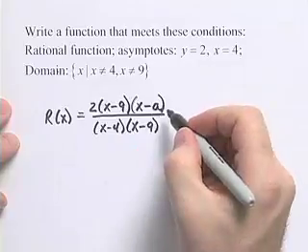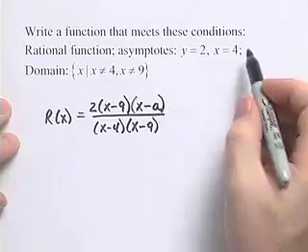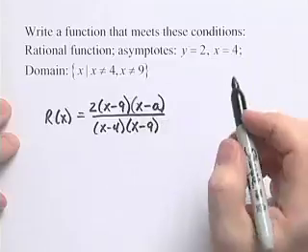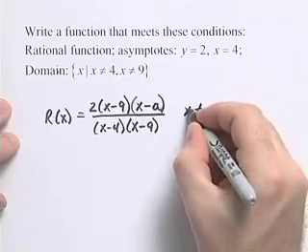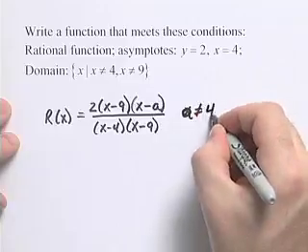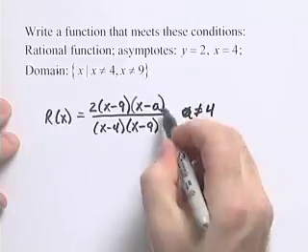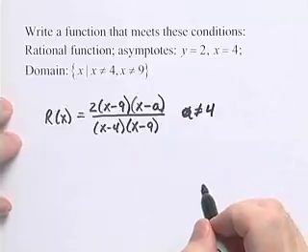The only restriction we want to put on this now is that a cannot equal 4. Because if it did, we would not get a vertical asymptote at 4. So we'll just write out here that a is not equal to 4. And there's a general rational function that meets the given conditions.